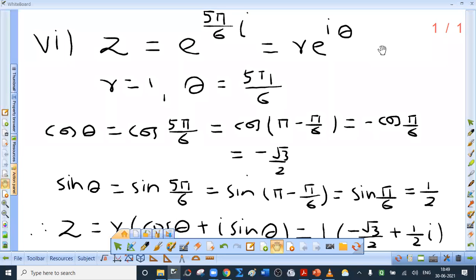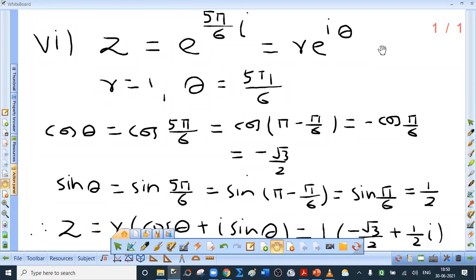Sum number 6. z is e raised to 5 pi upon 6i. Compare it with r e raised to i theta. So r is 1. Theta is 5 pi by 6. So cos theta is cos 5 pi by 6. Now 5 pi by 6 can be written as pi minus pi by 6. We will be doing this in the topic trigonometry. Cos of pi minus theta is minus cos theta. Now it is cos 30 degree, root 3 by 2. So it is minus root 3 by 2.